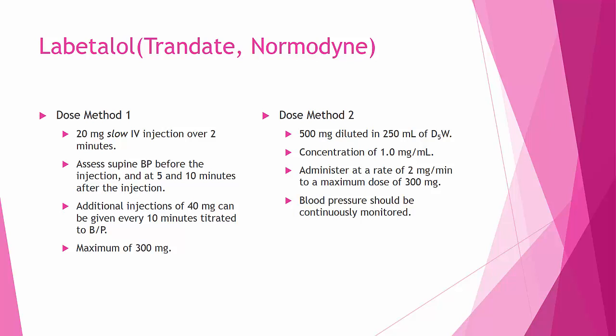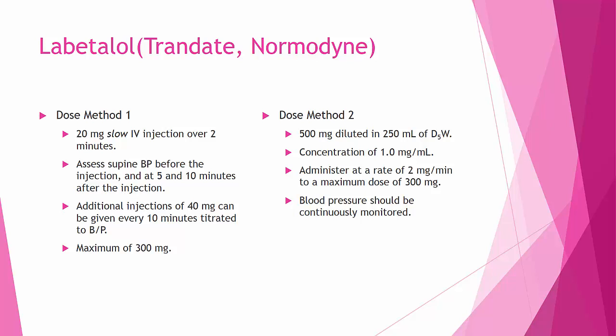For your dose 2, right, you can do a drip. So you're going to take 500 milligrams and add it to a 250 bag of D5W. This is going to give you a concentration of 1 milligram per milliliter. And then we're going to give it at 2 milligrams per minute to a max dose of 300 milligrams, all right, and then continuously monitor the blood pressure.